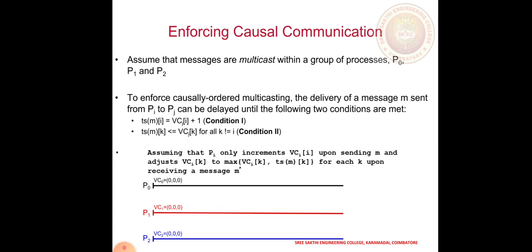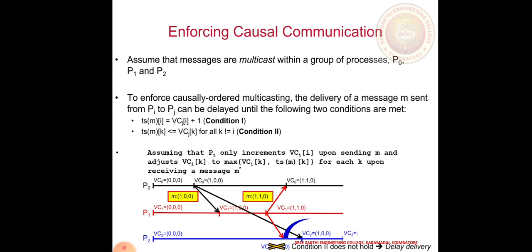Assume that Pi is only incremented when VCi is updated to send the message, adjusting the values of P0. See this diagram. In this particular diagram, P0 sends the message in the same way to P1 as well as to P2. That should be clock synchronization. The first case is not an issue, there is no overlapping, so there are no issues. The second case is P1 sending the message to P0 as well as P2.